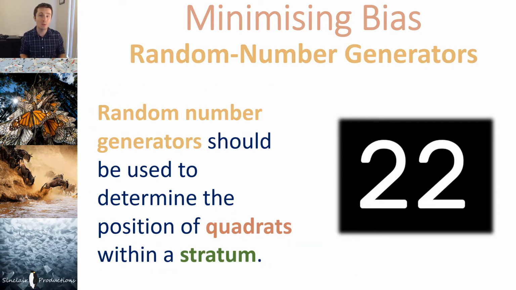Random number generators, well, they're another way that you can reduce bias. So random number generators should be used to determine the position of quadrats within each stratum. As we said, you can set up your different areas, okay? You might have a transect, or you might have a different area like that, and you use a random number generator to know where to either place a quadrat or where to place your transect, okay?